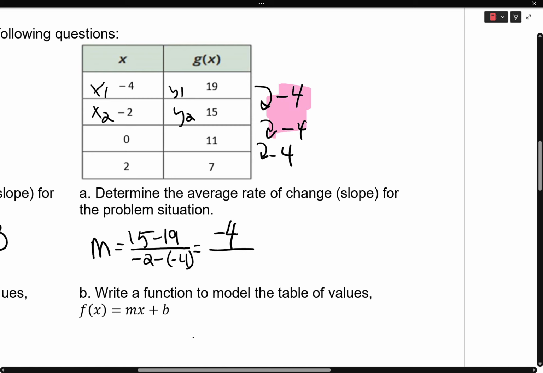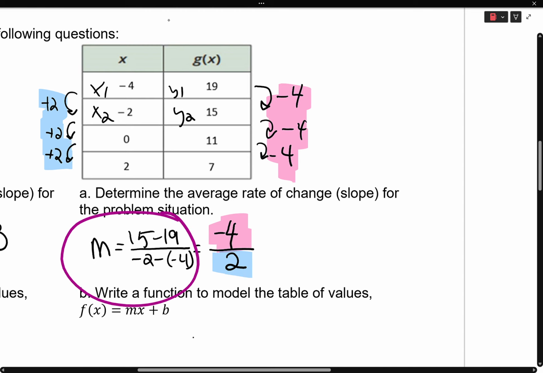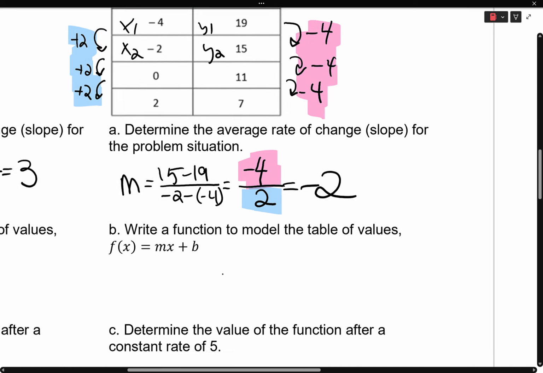For the x's, it looks like I'm going up by 2's. So I could put a 2 on the bottom here. And you know what? -2 minus -4 is also 2. So could we have skipped this whole part? Yeah, we could have. We could have gone straight to that fraction. -4 over 2 is -2. All right, our slope. F of x equals -2x.